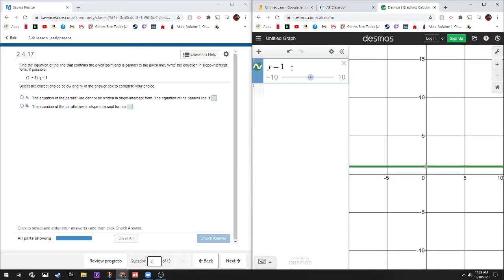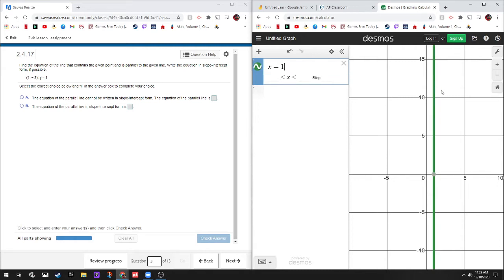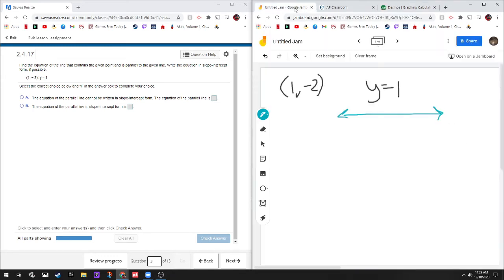So make a prediction then. What if we had said x equals 1? What kind of line would that produce? That makes this. And let's see why. If we trace a point all along here, look, the y values are changing, but all the x values are 1. So y equals lines go that way. X equals lines go this way.